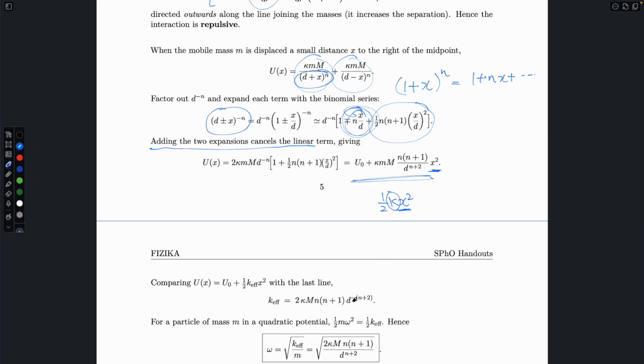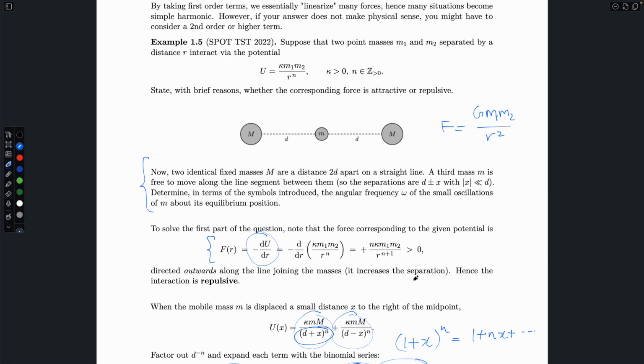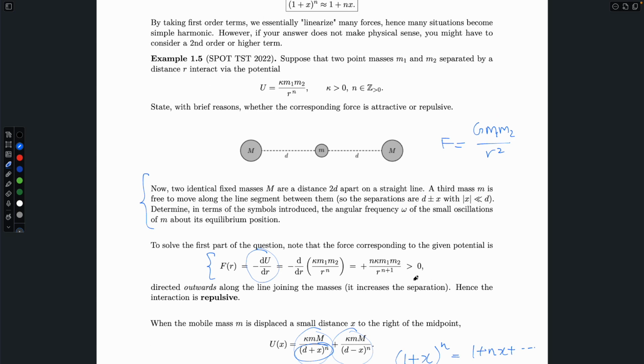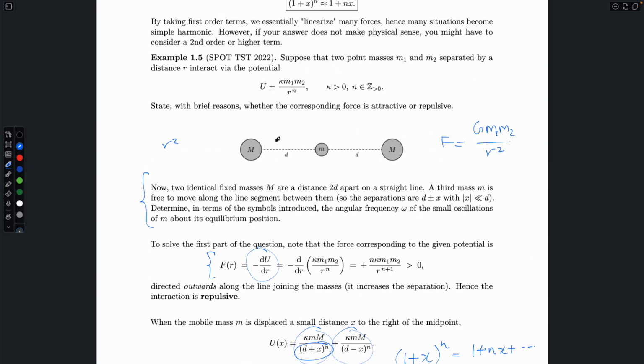Okay, to determine the angular frequency. So note here that they never explicitly tell you it's gravitational, which means the force doesn't have to be 1 over r squared. It can actually be anything else. You can also do the same method. So yeah, do you guys have any questions about this example?